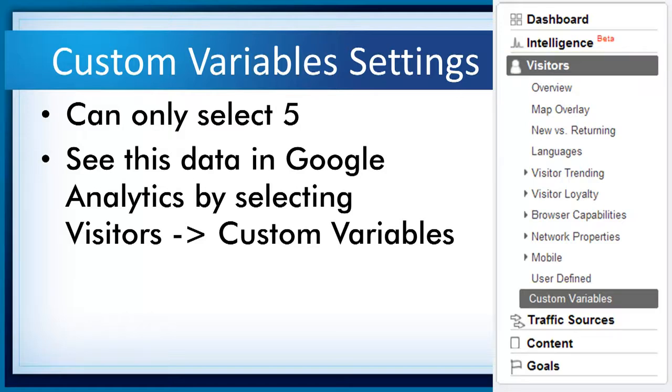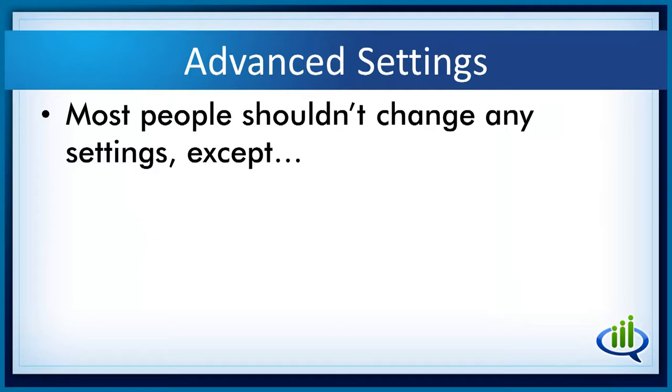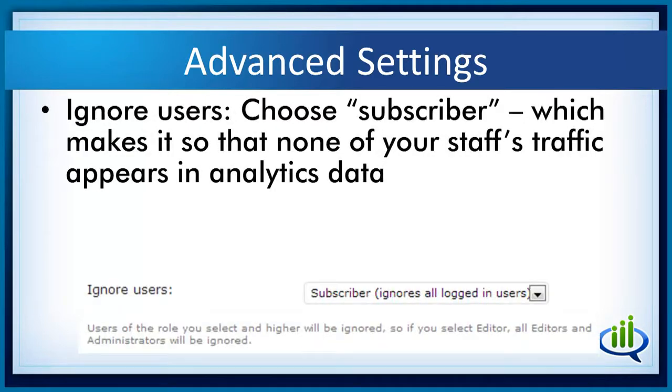So that's the custom variables section. Next is the advanced settings. Now most people shouldn't change any of these settings. The average user shouldn't change any of them except 2 of them. Here's the first one I recommend that you check, and that is ignore users.